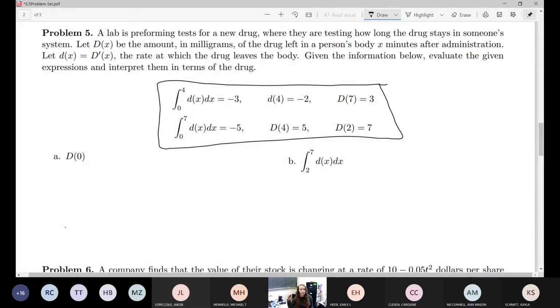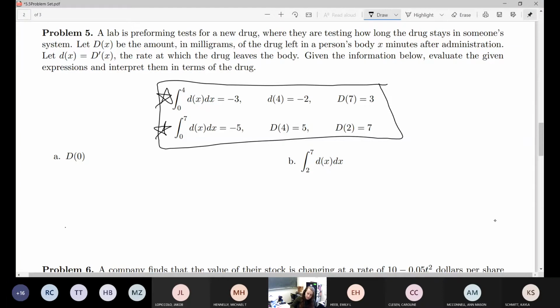And given the information below, evaluate the expressions. I'm not going to interpret them just for the sake of time, but say I wanted to find what capital D of 0 was. So essentially the antiderivative evaluated at 0. So if we think about that in terms of 5-5 material, remember that when we calculate an integral, it gives us antiderivative values. So essentially what we'd want here, based off the information that we're given, is an integral that has a 0 in it, and we have to know the other antiderivative value for the other bound. So we have these two integrals here that include 0.